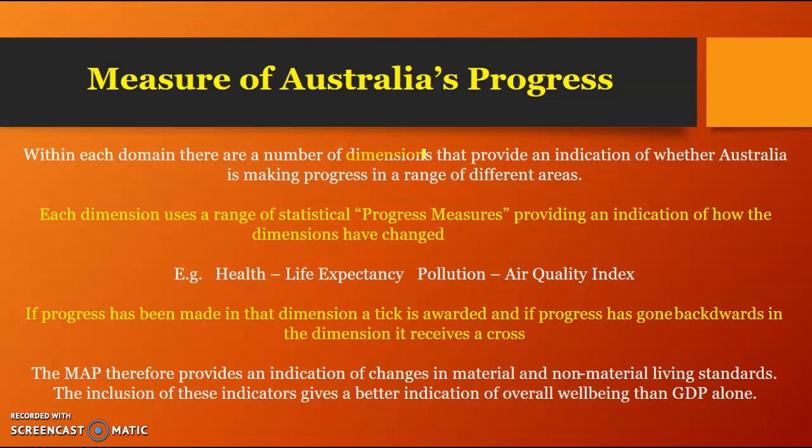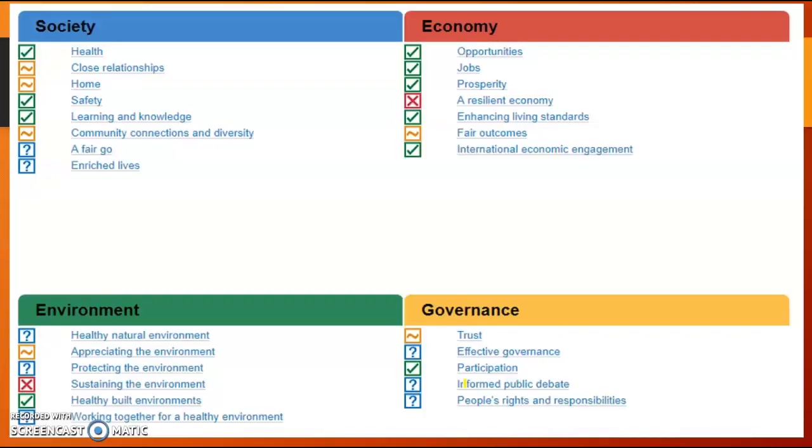If progress is made in a particular dimension, it gets a tick, and if we've gone backwards, it receives a cross. So essentially, the aim of the map is to get an indication of changes in material and non-material living standards that have occurred, to try and get a better indication of our overall well-being. So here's what it looks like.